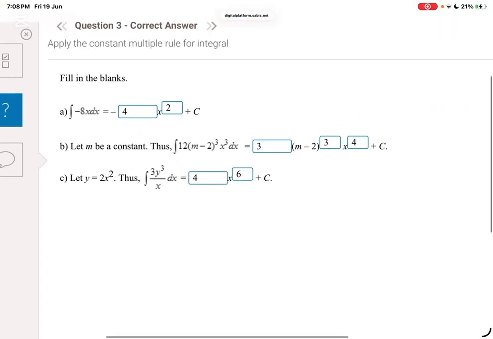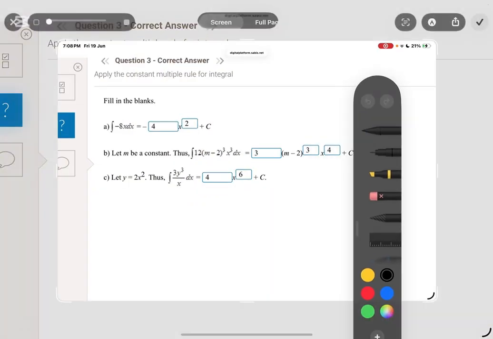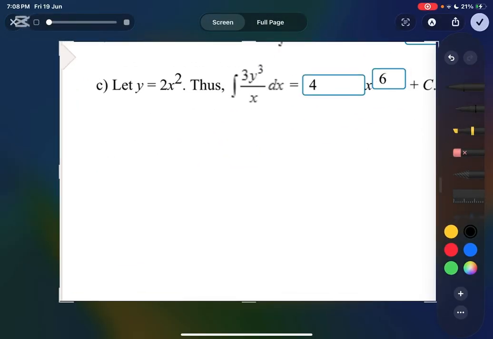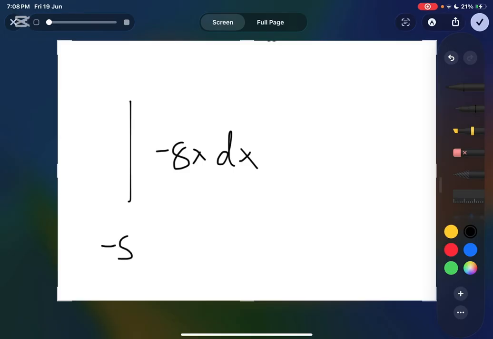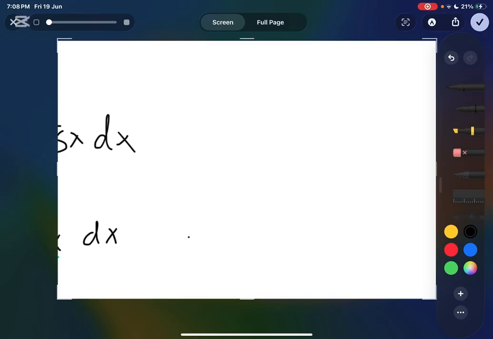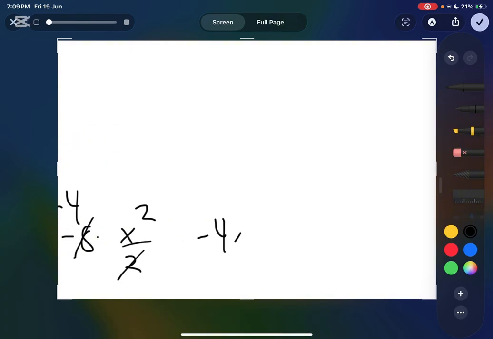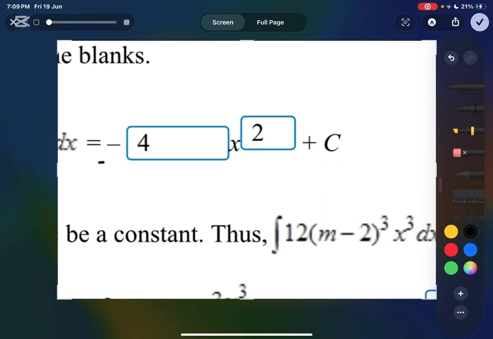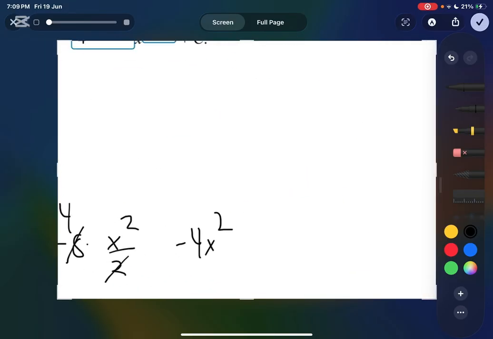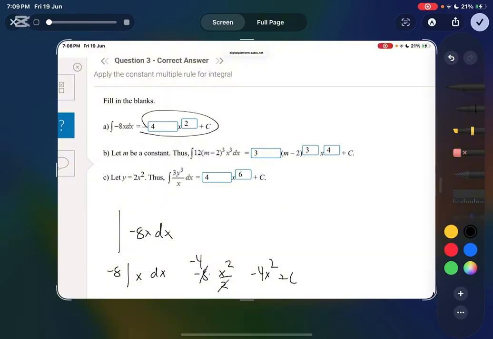Okay, question number 3. First of all, integral of negative 8x dx. Easy. Take the negative 8 outside because it's a constant, so x dx, and it becomes negative 8 times x squared over 2. Simplify, so this becomes minus 4x squared, and that's your answer. And plus c in the end, don't forget. Okay, that's part A. Now part B.